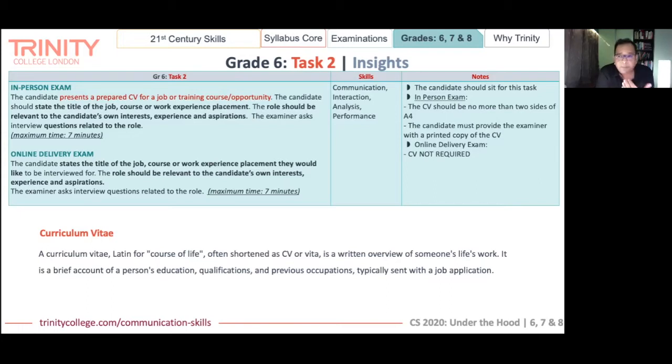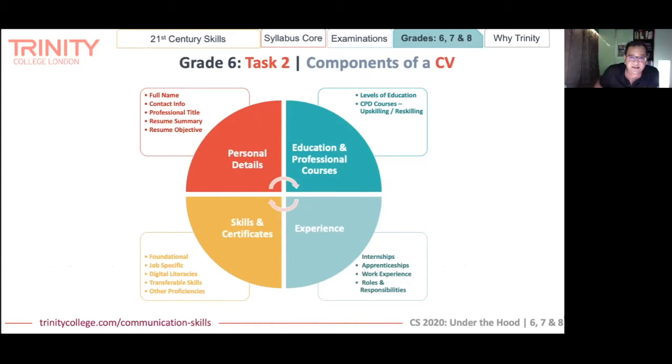Now, in the preparation process as a teacher, you may definitely want to develop a CV or have the candidate develop this. Just for clarity, I've given you the definition of what a CV is. If you'd like to take a snapshot of what to put into a CV, I've given you that also. You can break that up into personal details, educational and professional courses, various other experiences, and of course the skills and certificates that you may have achieved along the way.